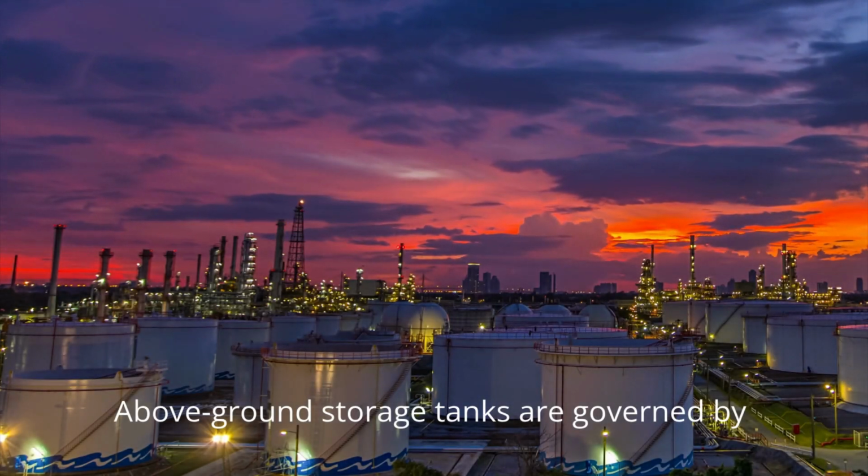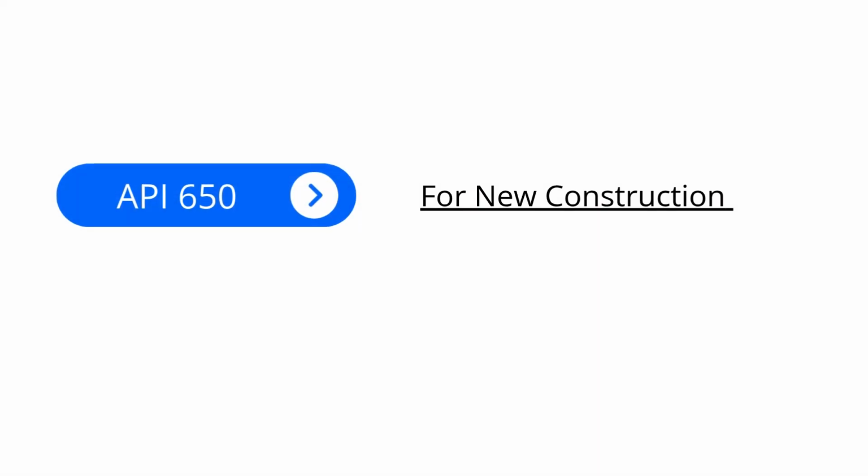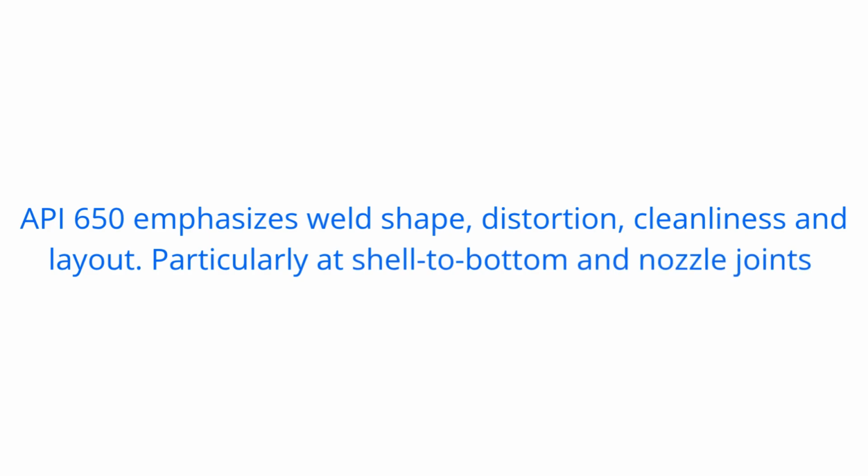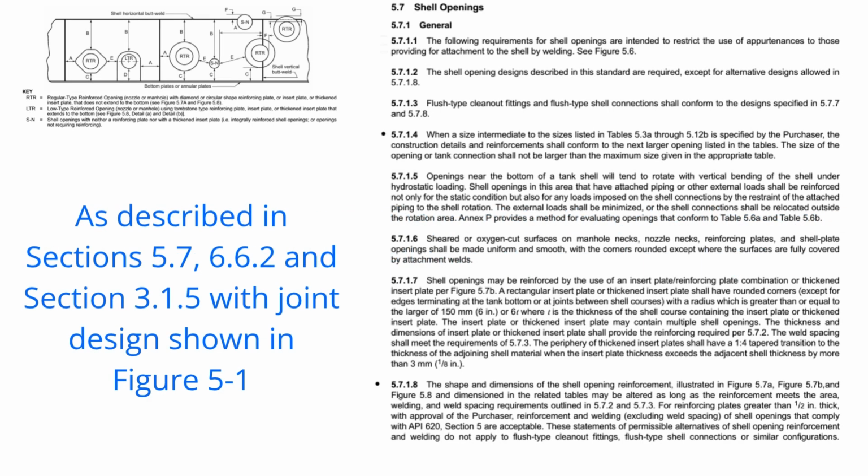Above-ground storage tanks are governed by API 650 for new construction and API 653 for in-service inspections. API 650 emphasizes weld shape, distortion, cleanliness, and layout, particularly at shell-to-bottom and nozzle joints, as described in Sections 5.7, 6.6.2, and Section 3.1.5, with joint design shown in Figure 5.1.